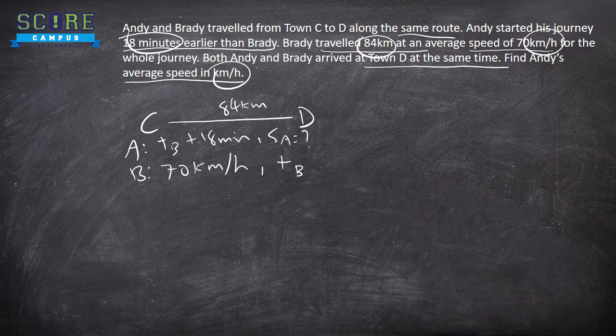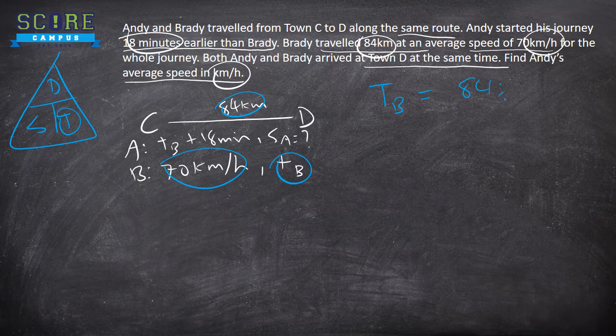That's all you know. And then you need to find the speed of Andy. So now the first thing you see is, you know this, so you can find this. Again, remember, distance equals speed times time. So you're going to find time is distance divided by speed. So to find the time that Brady took is equal to 84 divided by 70 equals 1.2 hours, right? So now you can find how long Andy took.